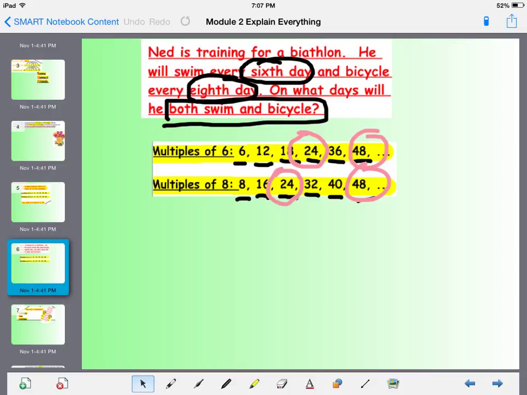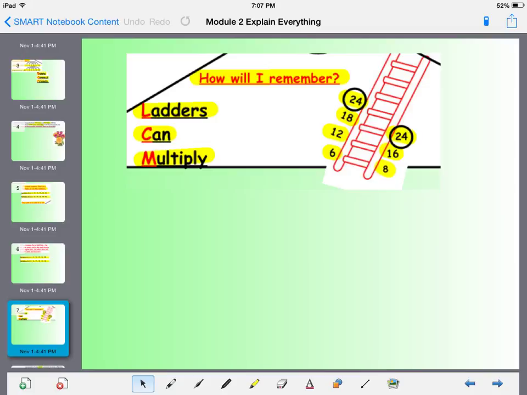bicycle. And how are we going to remember LCM? Well, we're going to remember it with ladders can multiply. LCM refers to numbers getting bigger, and as you're going up the stairs, just think about going up your multiples of 6: 12, 18, 24, multiples of 8: 16, 24.